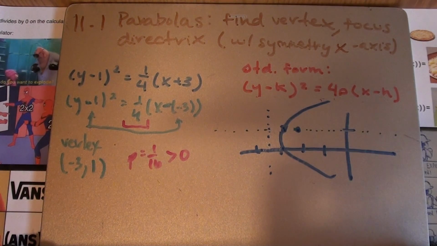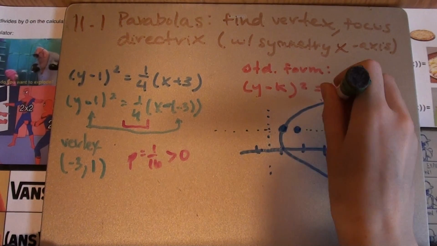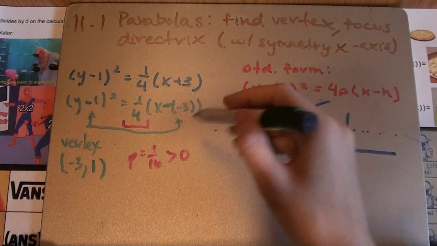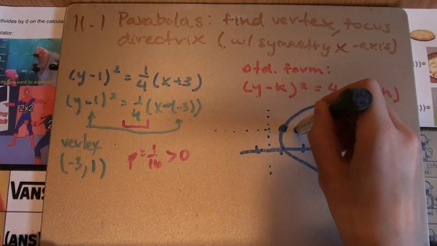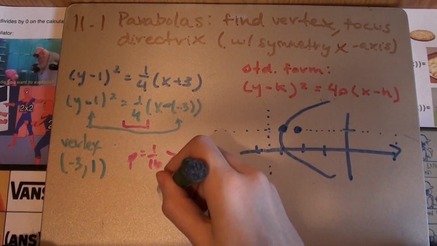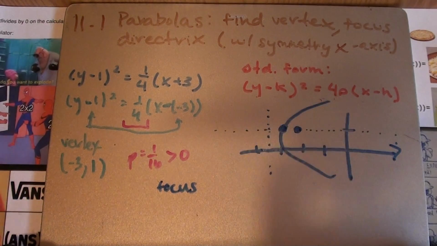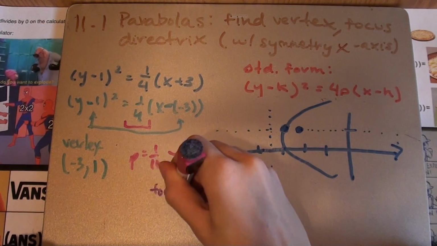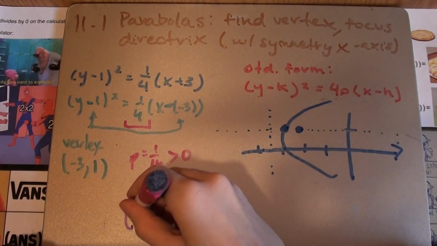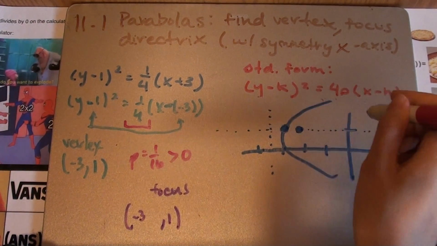So we know our focus is going to be on the inside, like we said, because it opens up. Like we determined, our p is greater than 0, so it opens towards the positive values over here. So our focus is going to be on the inside. So when we try to find our focus, we're going to be taking our vertex, which is -3, 1, because we know our 1 value, like I said, is going to stay the same.